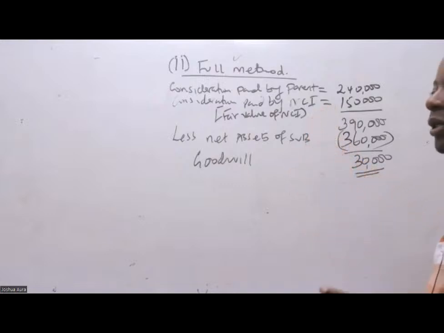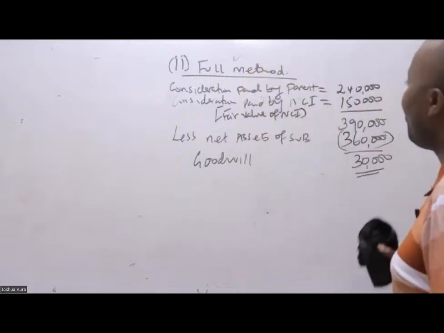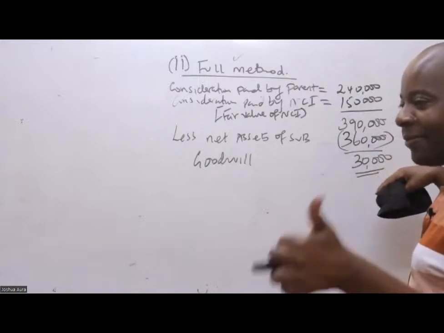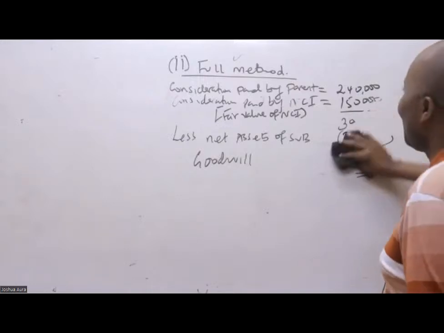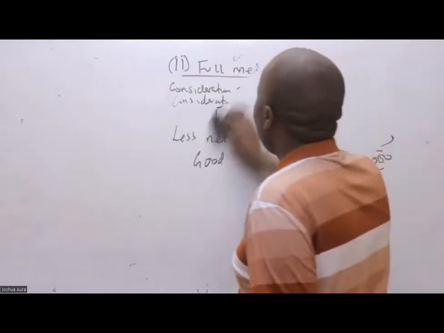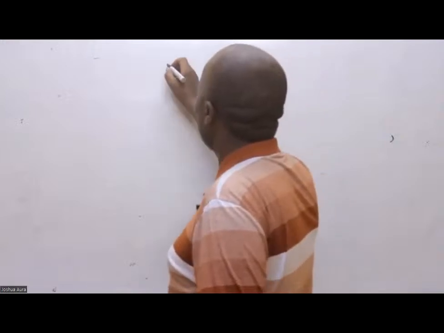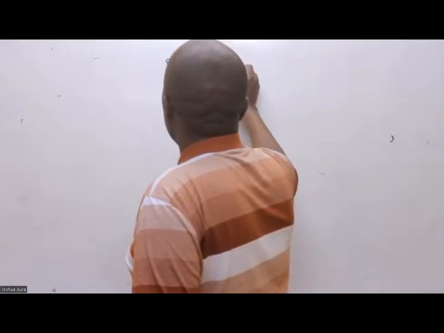Now, how about Roman 1, the partial method? Can I rub this? Thank you. So Roman 1 is the partial or proportionate method.